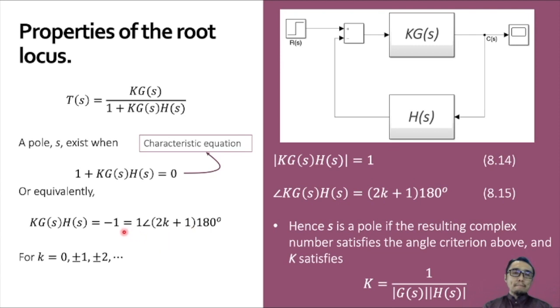So if you look at this expression, then that means in order for s to be a pole, the magnitude should be 1 and the angle should be odd multiples of 180 degrees. Okay, in conclusion, s is a pole if the resulting complex number satisfies the angle criterion above and K satisfies the magnitude 1 over G times H.